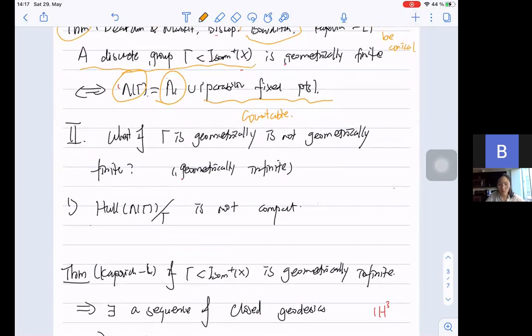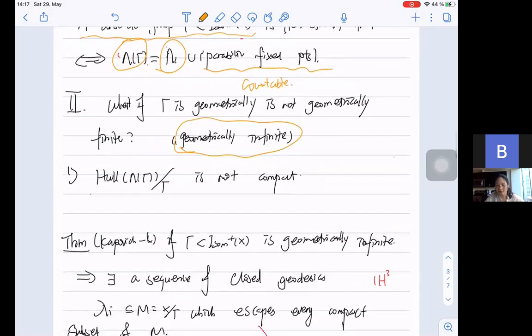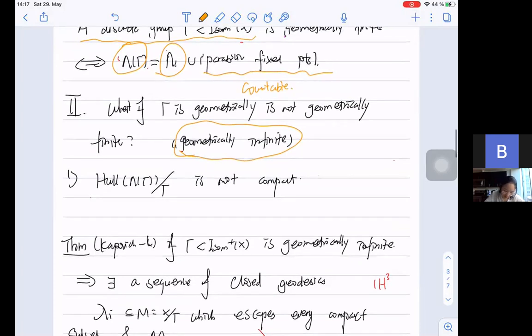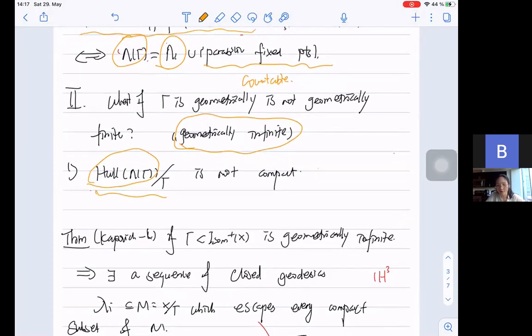The second part says, what if gamma is not geometrically finite? Can we characterize that? Can we say some property about the group? If the group is not geometrically finite, we usually call it geometrically infinite. So usually a quick answer to this question is, by definition, we know the convex hull of the limit set under the group action gamma, this quotient, is not compact. This is just by definition if we forget about the parabolic elements for simplicity. However, we want to say more. We want to describe this property more rigorously.